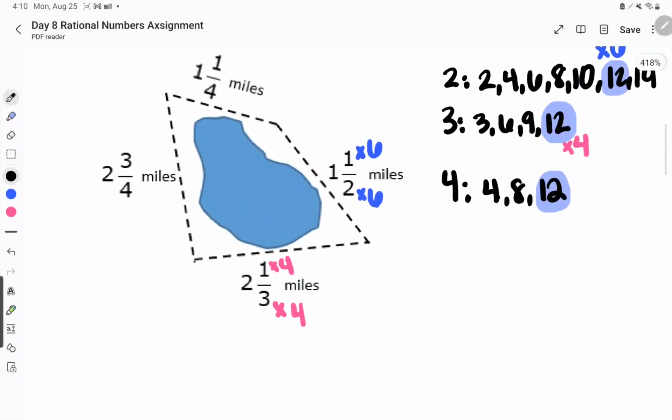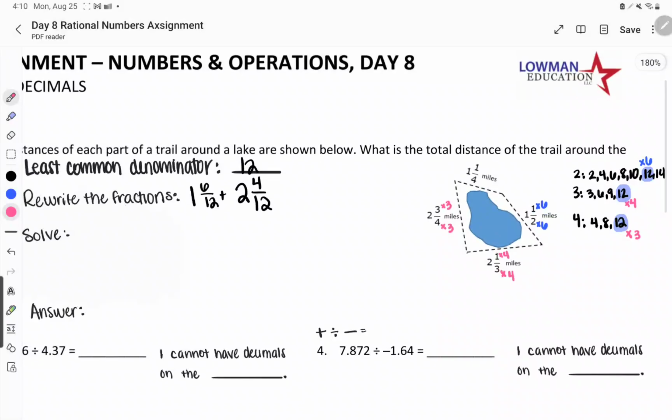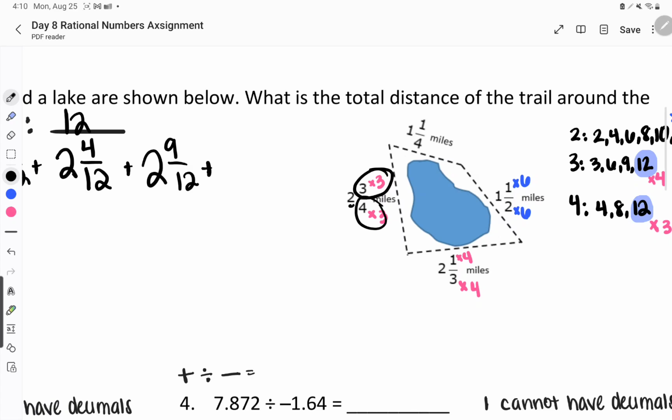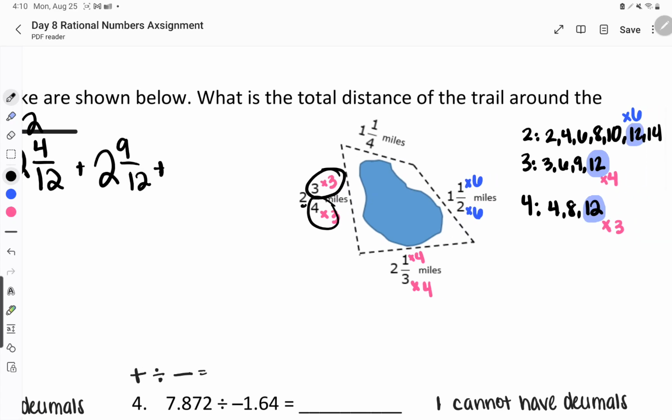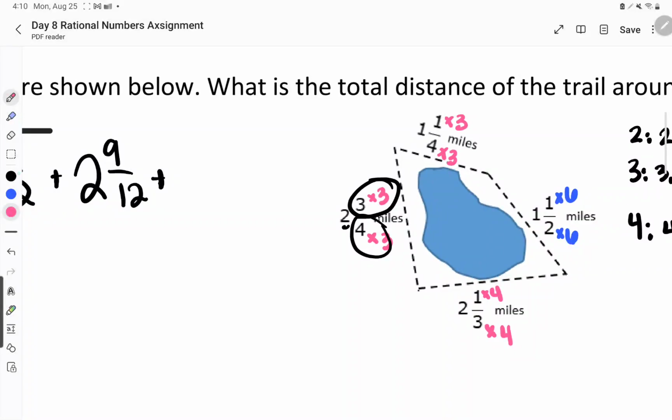For the next one, I would have 2 3/4, and how do I get from 4 to 12? I would multiply times 3. So I'm going to do 4 times 3, and if I do 4 times 3, I also have to do 3 times 3. So then I would have plus, keep the 2 in the front, 2, and then I would have 3 times 3, which gives me 9, and then 4 times 3, which gives me 12. And then finally, I have 1 1/4, and we just talked about how we get from 4 to 12 by multiplying times 3. So with this 4 right here, I'd multiply times 3, and then I also multiply the 1 times 3. So that would give me 1 and then 3 over 12.